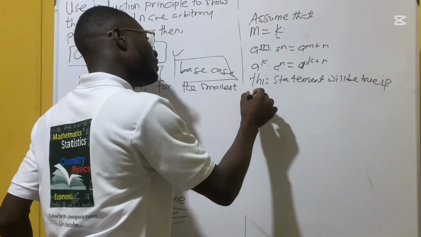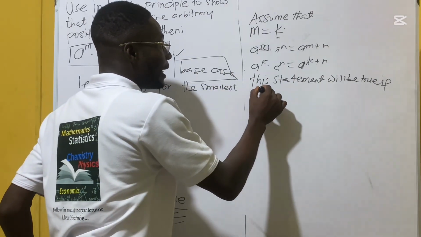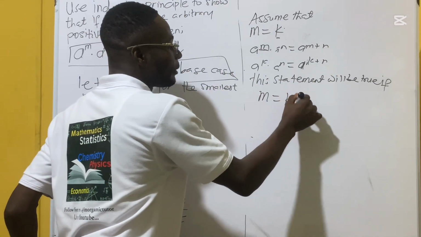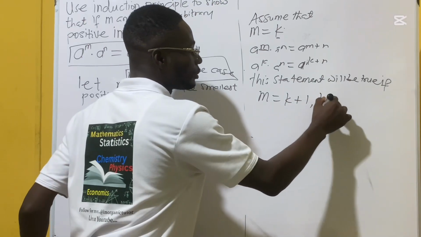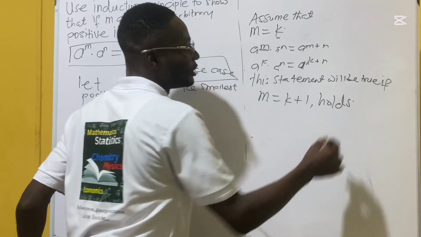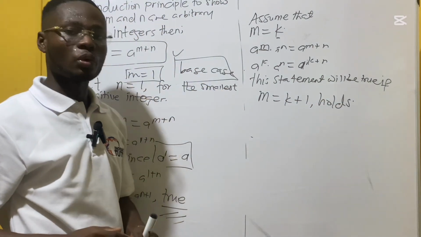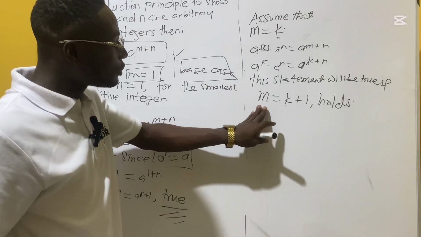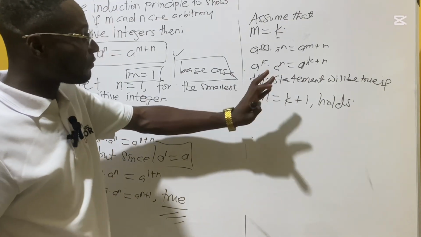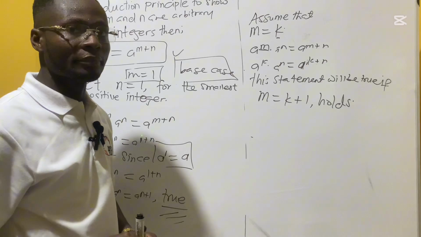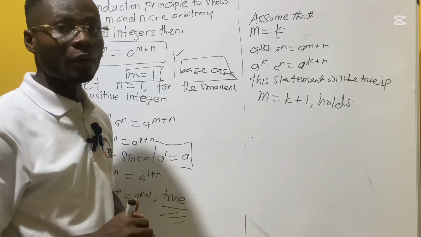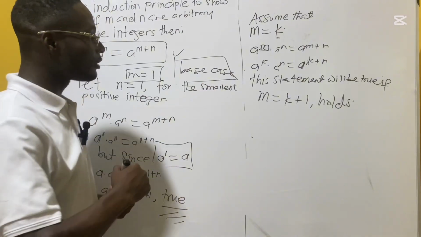If m is equal to k plus 1 holds. If m is equal to k plus 1 also holds, so we substitute k plus 1 in place of m. Okay, and then we see if that one holds. So let's check that.